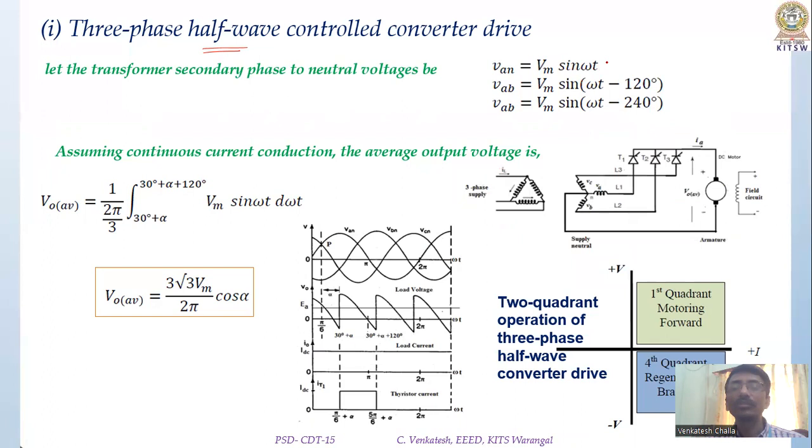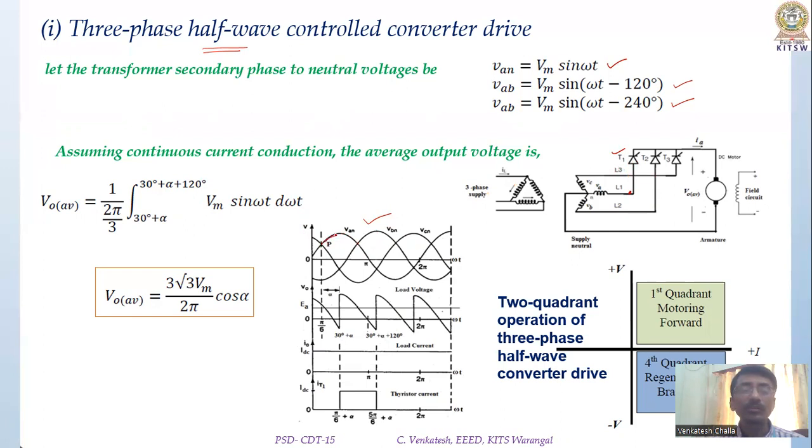If the phase voltages given are Vm sin omega t, Vm sin omega t minus 120 and Vm sin omega t minus 240, then these phase voltage waveforms can be represented like this: VAN, VBN, VCN with a phase angle difference of 120 degrees. Now, for a device to operate, if let us say T1 is to be switched on, its anode voltage should be greater than the anode voltages of the other two devices, and that is possible when VAN is greater than VBN and VCN.